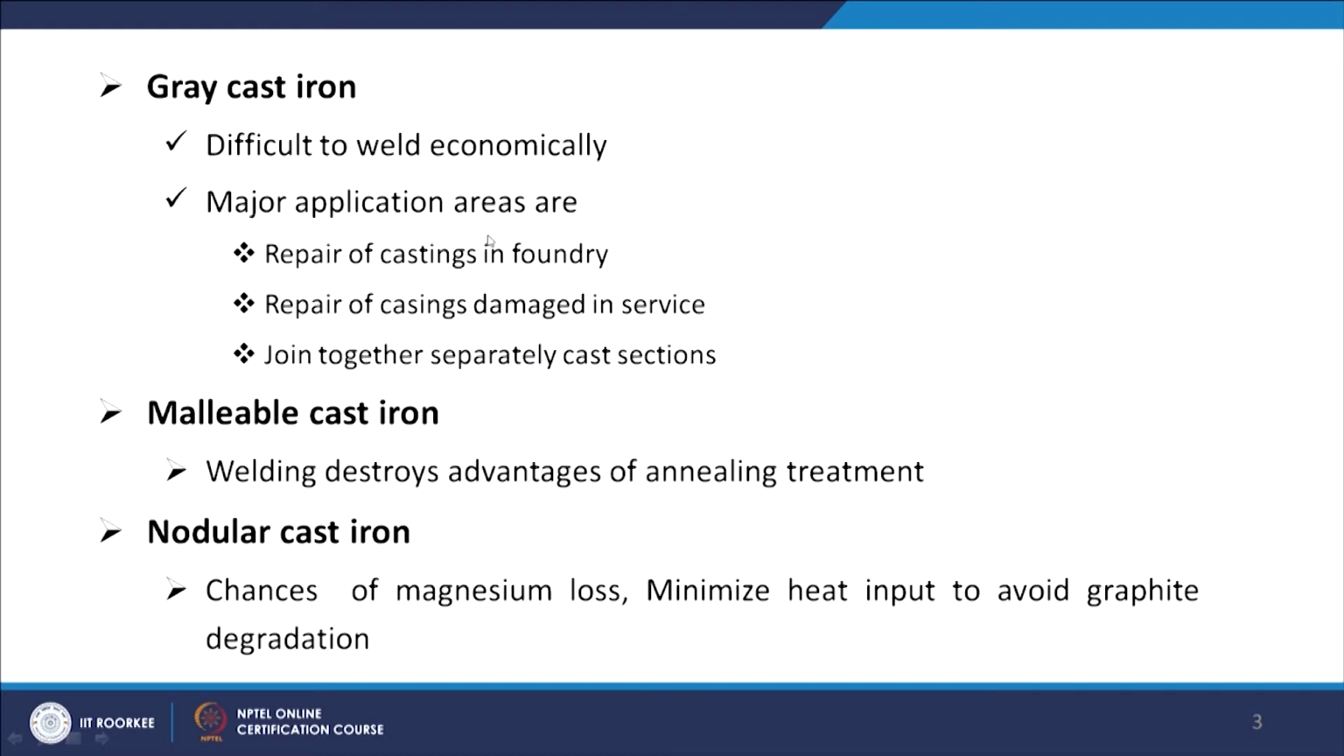Now, coming to its welding characteristics. It is probably among the most difficult of the metals to weld economically, and that is because, especially in the gray cast iron, the formation of graphite requires a very slow cooling rate, and that is again a challenge in the case of gray cast iron.